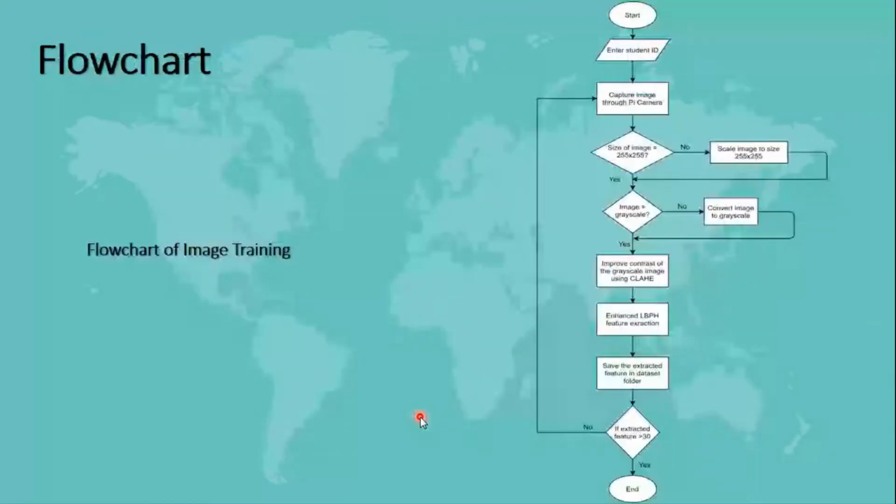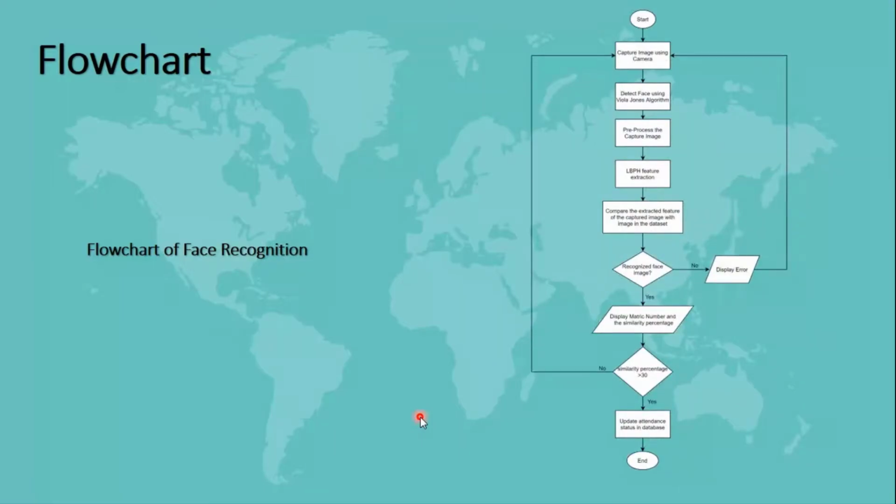Next is the flowchart of our project. First is image training. At first, the program will prompt to enter the student ID. This ID will be used to attach the student's matric number from the database to the pictures. 30 images will be taken and stored locally. The second flowchart is about face recognition. The system will capture an image first, the image will undergo some pre-processing, and the result will be compared with the images stored in the first stage. When a match is found and the similarity percentage is over 30%, the system will update the student's attendance in the database based on the time and day the system is currently at. That's all from me. Thank you.